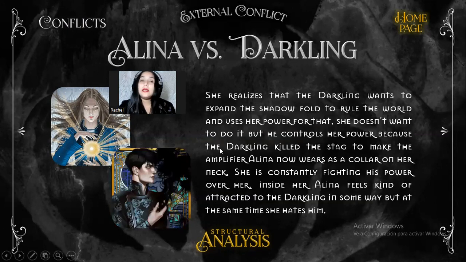The external conflicts, we have Alina versus the Darkling, man versus man. We have bad versus good, good versus bad. She realizes that the Darkling wants to expand the Fold to rule the world and uses her power for that. She doesn't want to do it, but he controls her power because the Darkling killed the stag to make the amplifier Alina now wears as a collar on her neck. She is constantly fighting his power over her. Inside her, Alina feels kind of attracted to the Darkling in some way, but at the same time, she hates him.